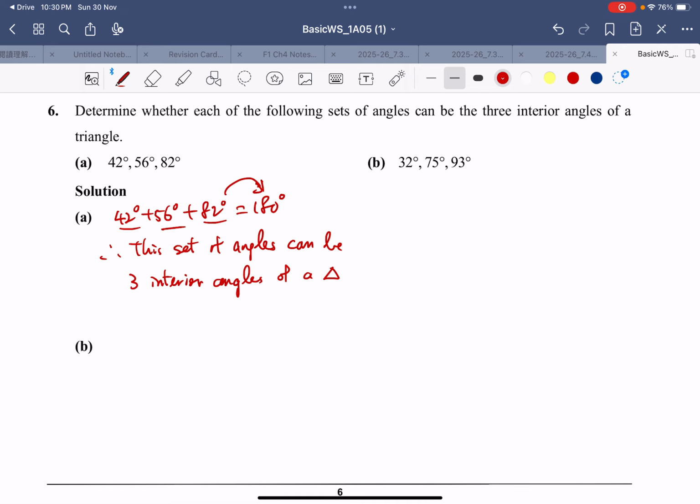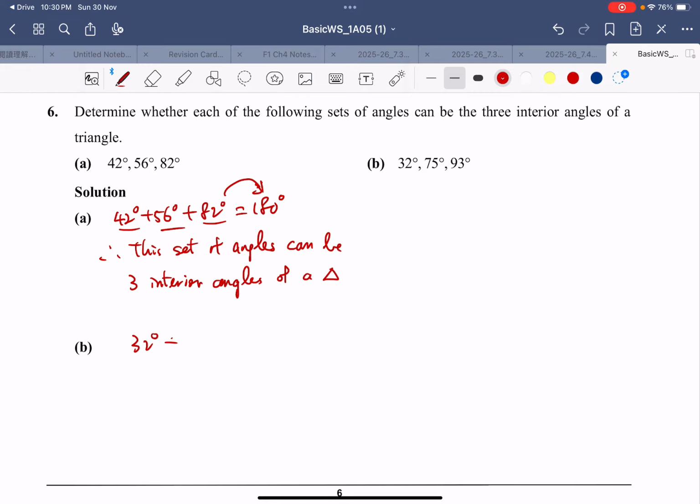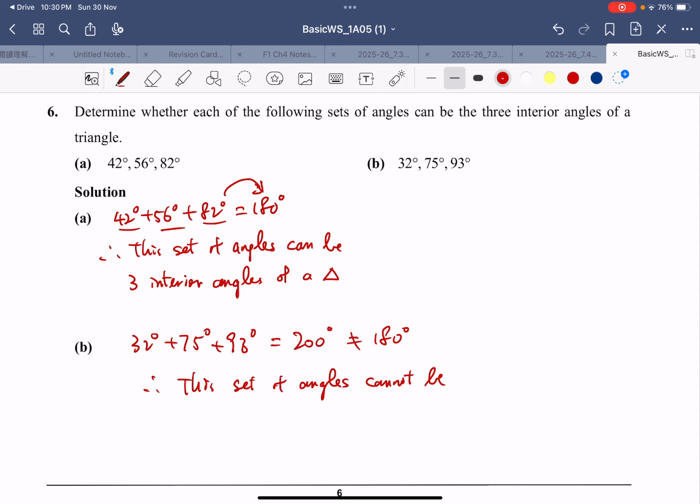Okay, similarly, check B. 32 plus 75 plus 93. What's the sum? It is 200 degrees. It is not equal to 180 degrees. So the conclusion is this set of angles cannot be three interior angles of a triangle. Right?